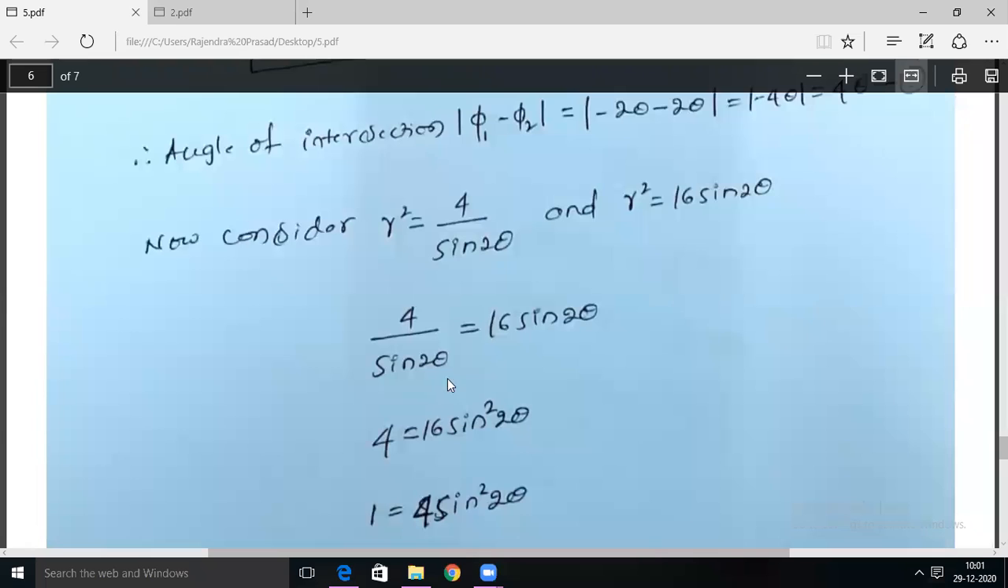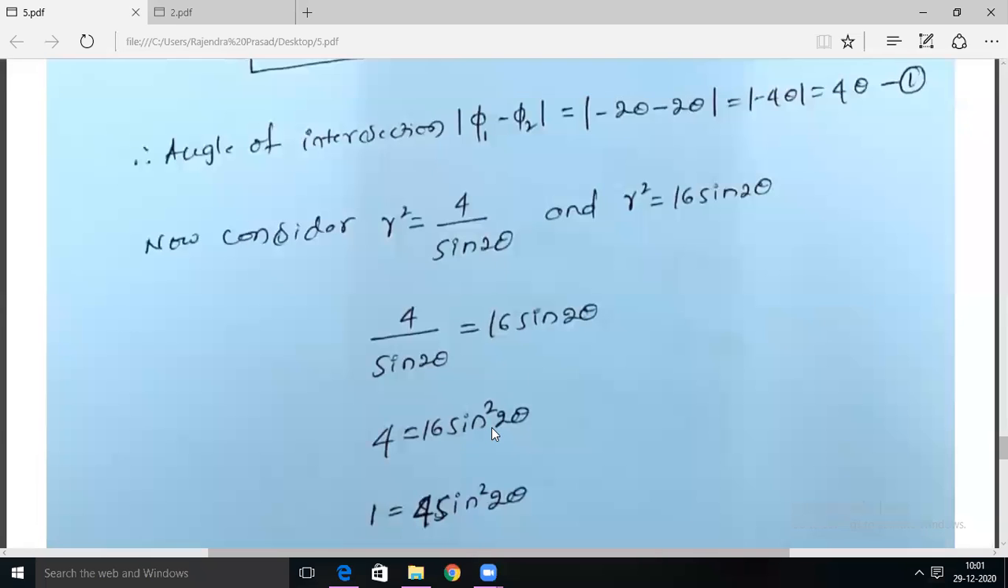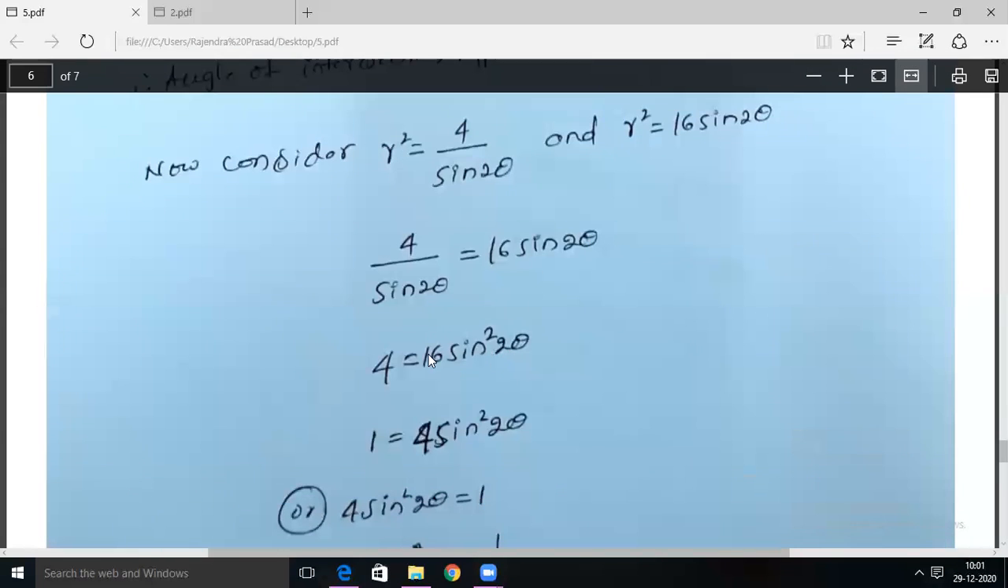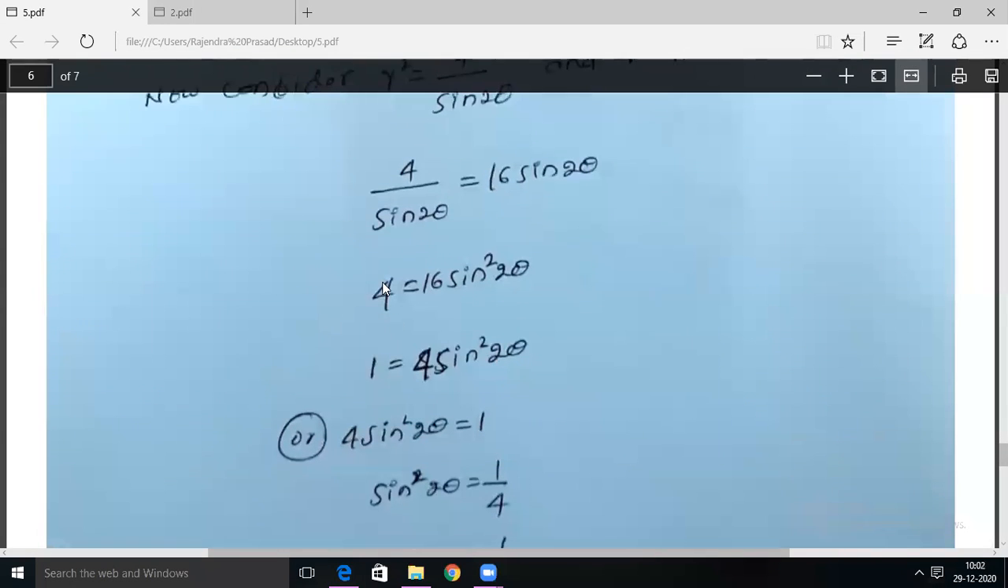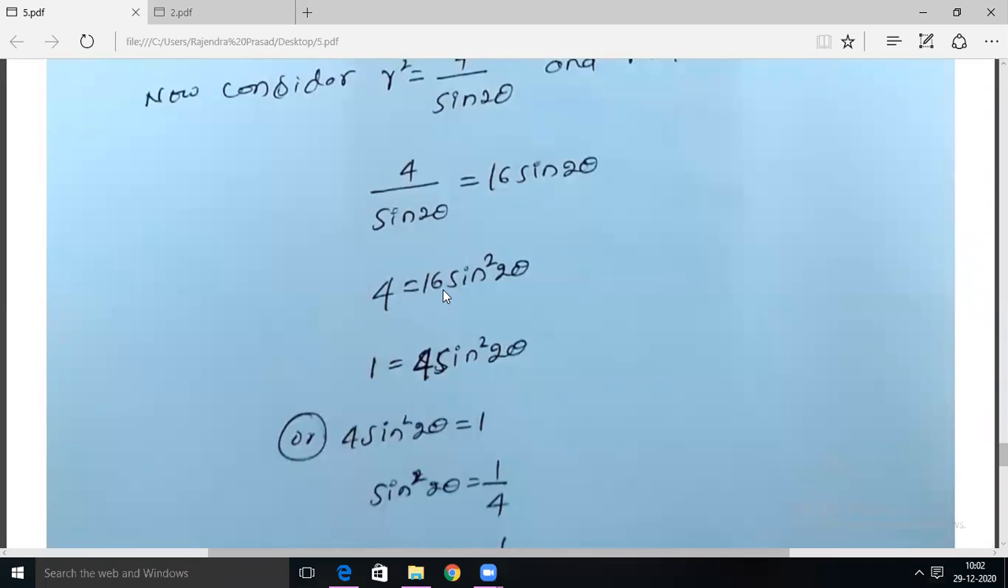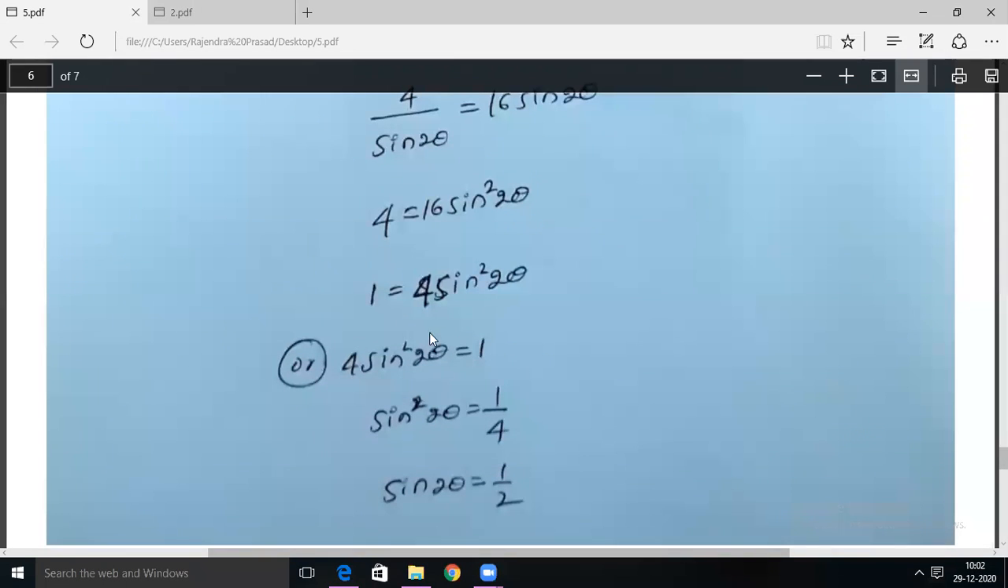Cross multiplication, sin 2 theta into sin 2 theta, we get sin square 2 theta. Right? 16 sin square 2 theta. Next, 4 ones are 4, 4 fours are 16. So we get 1 is equal to 4 sin square 2 theta, or this can be written as 4 sin square 2 theta is equal to 1.